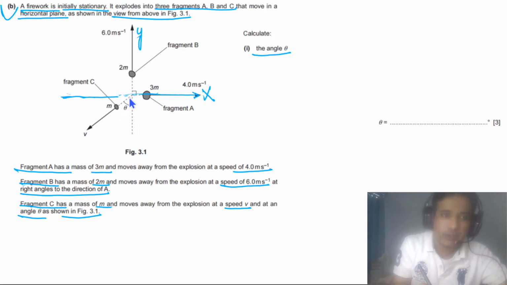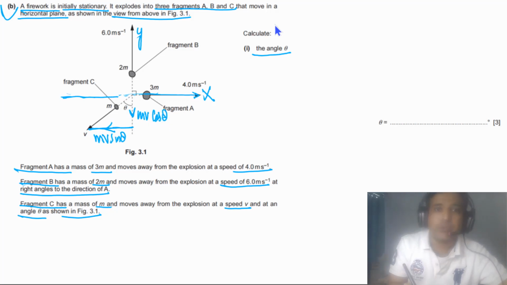Before we answer this question, we can resolve this one into 2 components as well. It has 1 component along y and 1 component along x. We can write down the momentum for this one. It has mass m, so the component is mv sine of theta, and the other component of momentum is mv cosine of theta. Let's say along the y direction first of all.